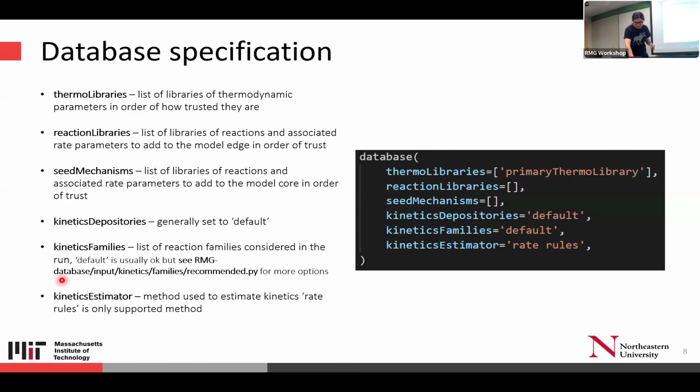This is the path inside the RMG database. It's in this families recommended.py, which has a big list of named sets. So if you're doing surface reaction chemistry, you probably want to include the surface families in addition to defaults. And then for kinetics estimator, rate rules is our only option. But I think at some point someone had an idea to do machine learning or something different from rate rules. But at the moment, it's just rate rules for estimating kinetics.